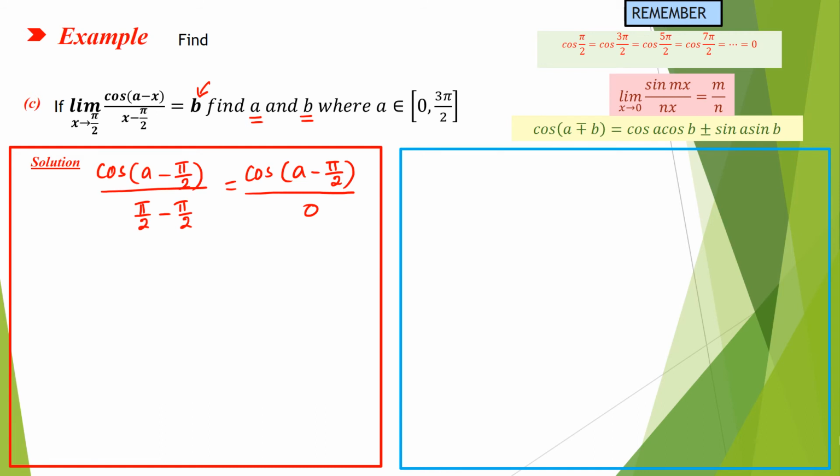So by this discussion you will find that cosine of (a minus pi over 2) equals 0. Now you have to find the angle. When you substitute inside cosine you will get 0, and as you know, cosine pi over 2 equals 0, cosine 3 pi over 2 equals 0, cosine 5 pi over 2 equals 0, cosine 7 pi over 2 equals 0, cosine 9 pi over 2 equals 0, etc. So firstly you have to take the angle as pi over 2.